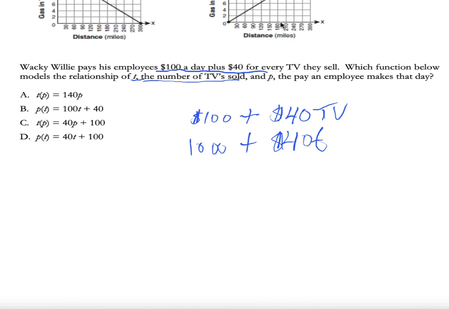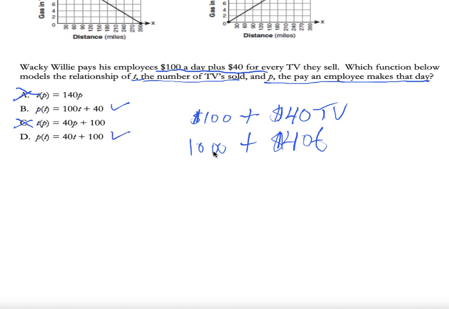So a way to help you figure out your answer, it says P, the pay an employee makes a day. That's T. So we could eliminate A. This says P. Could be my answer. This says T. Could eliminate C. This says P. So my answer may be D.